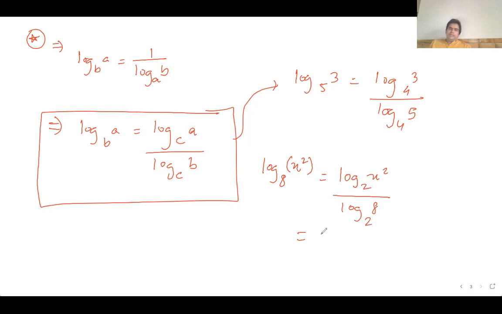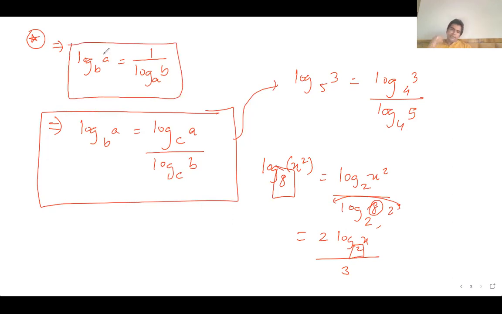So you can further bring this down. It'll become 2 log x to the base 2 upon log 8 to the base 2, which we know is 3, because 8 can be written as 2 cubed, and this 3 comes down. So the answer is in terms of base 2 now, where we started with base 8. So the change of base rule, one of the very important outcomes is this one. That comes in handy, and there are questions assessed in the DP exam about this.